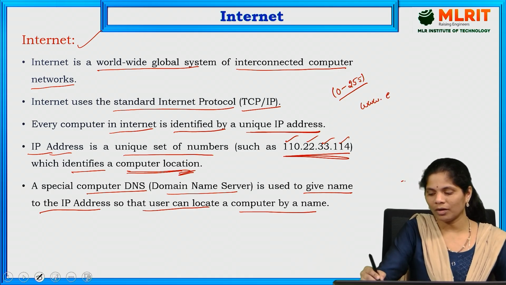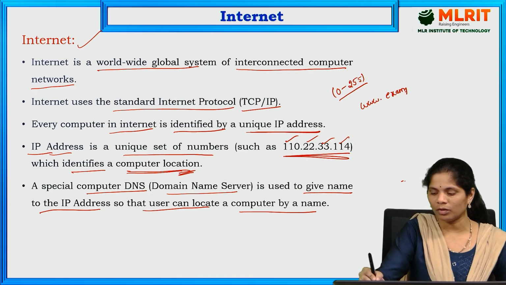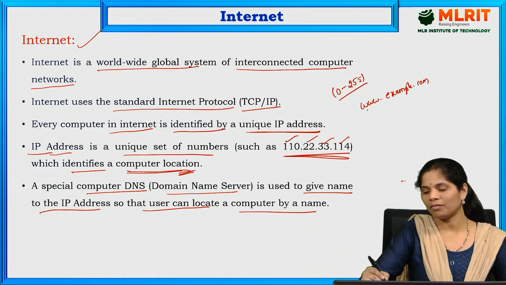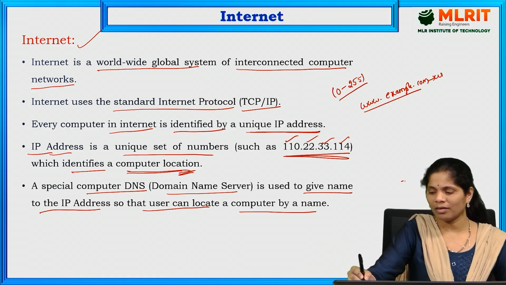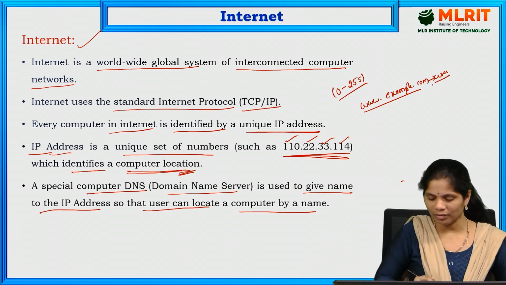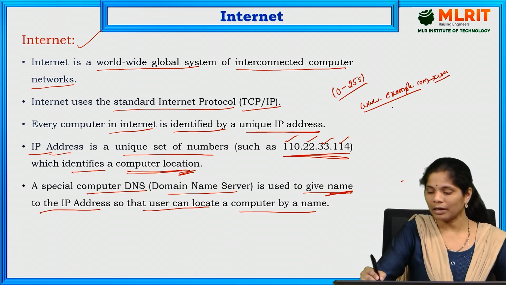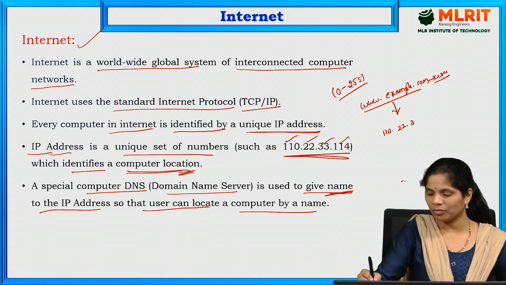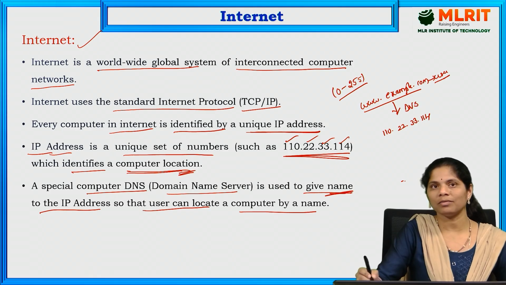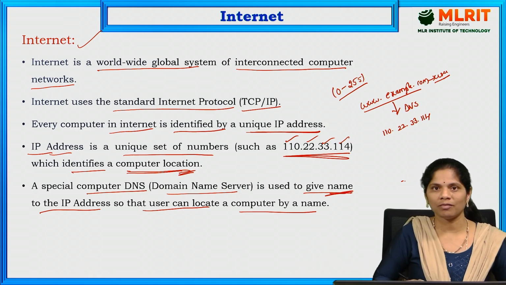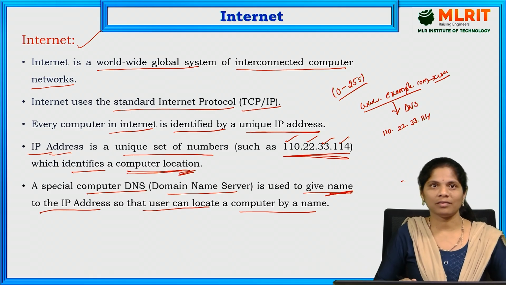Suppose I give www.example.com, the user can understand this. Take it as an example of a website. Users understand this language only, that is the domain name address, and they don't know about the IP address. For connecting these two, we use the Domain Name Service, that is the Domain Name Server, the DNS.